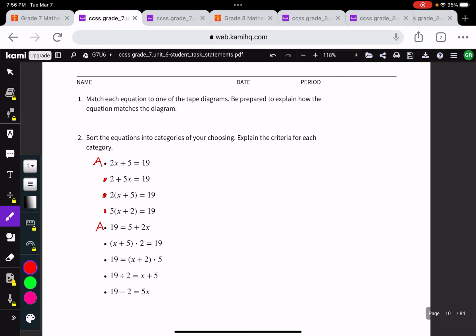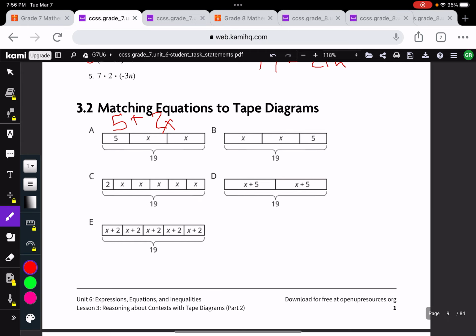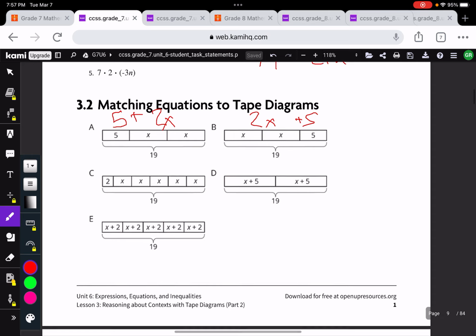All right, let's take a look at, there might be another one. Let's look at B. What the heck is going on? Maybe I'm looking at this backwards. Here is another 2x, and we're adding a 5, and that also equals 19. So B is looking awfully similar to A. Maybe we need to rethink this.